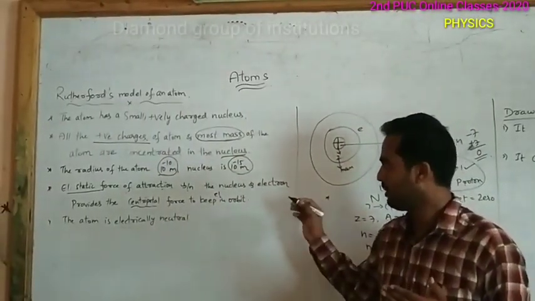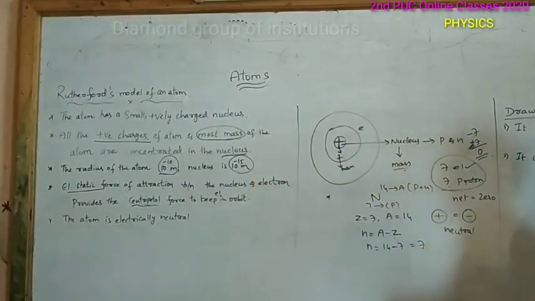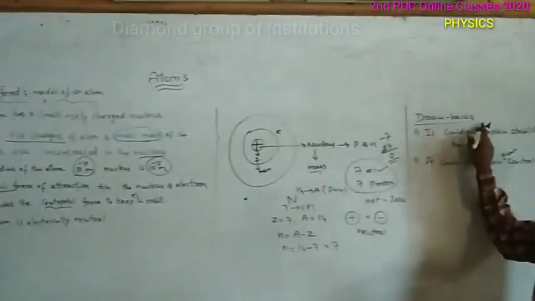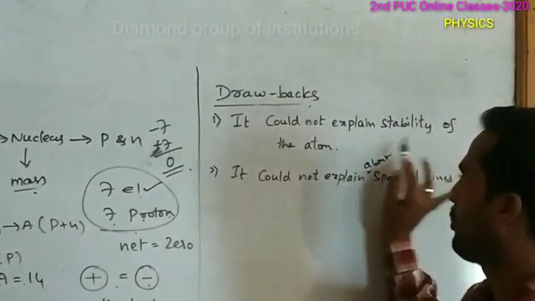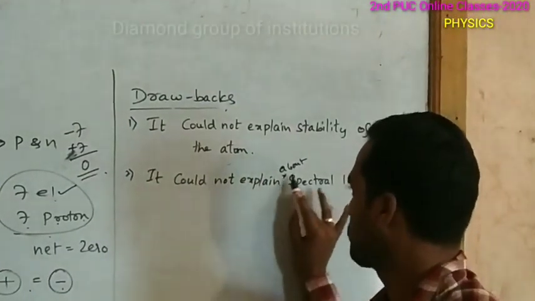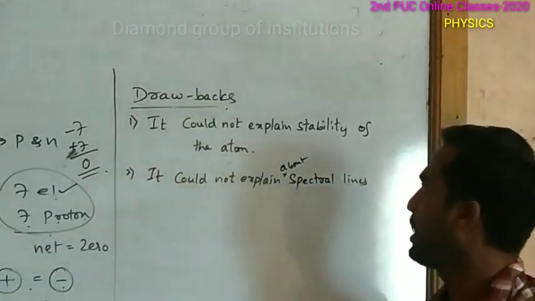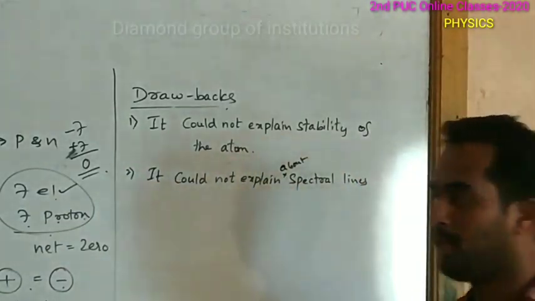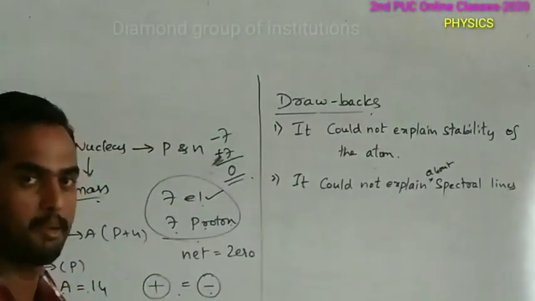So in this also there are 2 to 3 demerits. You can see here drawbacks. First point is that it could not explain the stability of the atom. Then what is the second point? It could not explain the spectral line. So what is the first point? It could not explain the stability of an atom. That means how the electron will be stable, how the atom will be stable.